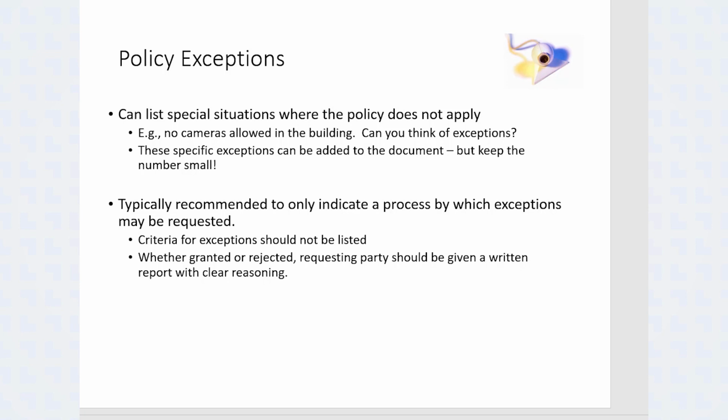You typically want to recommend a process by which exceptions are going to be granted. The criteria for the exceptions should not be listed because it will constrain the discretion of the decision maker in this regard. And whether or not the exception is granted or rejected, the person requesting should have a written report with clear reasoning as to why the exception was granted or not.